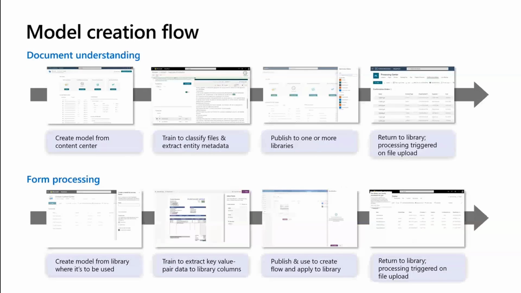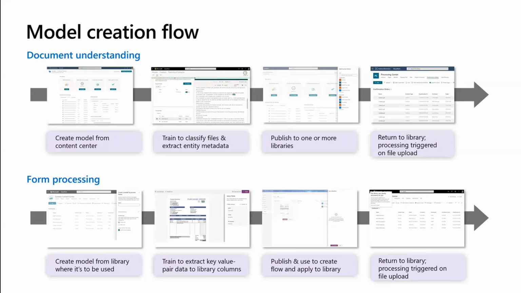So given the fact that these are two different experiences, we did try to make them as coherent and aligned as possible. The actual UX is very different, but the intent is the same. You effectively have to either go to the library where you want to train and make the model, in the case of form processing, or go to the Content Center experience, and then go through a model training exercise. And they're both very similar in that regard, where you're, again, working on a very small set of files.